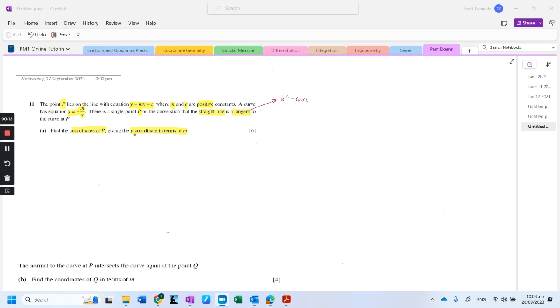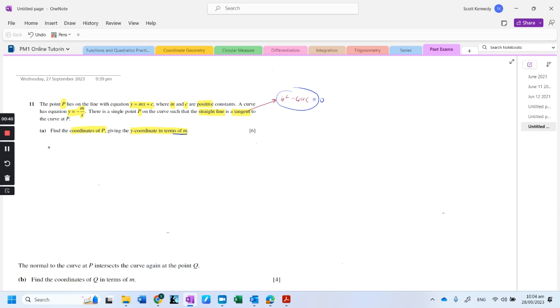We've got a line, y equals mx plus c. We've got a point P. We know that m and c are positive constants. Then we've got a curve, which is y equals negative m over x. A single point is also on the curve, such that the straight line is a tangent. So I'm thinking we're going to need b squared minus 4ac, the discriminant, equals 0 at some point. And we've got to find the coordinates of P, giving the y coordinate in terms of m.